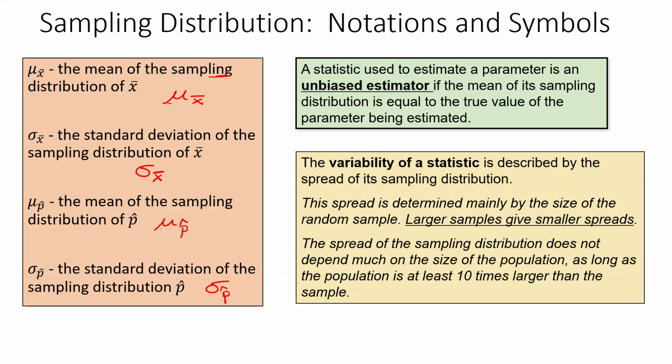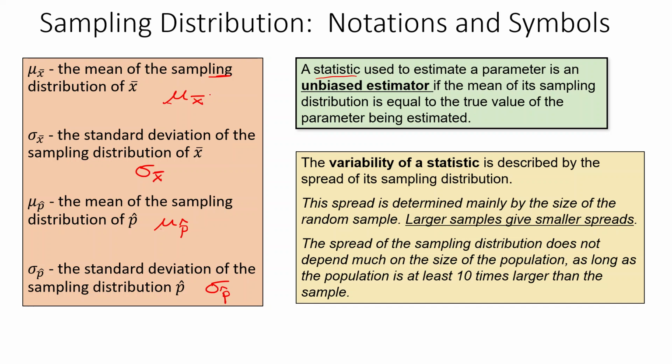All right, hopefully these are found using what we call unbiased estimators. It's a statistic used to estimate the parameter. In other words, it's a sample statistic whose mean of its sampling distribution is equal to the true value of the parameter being estimated.